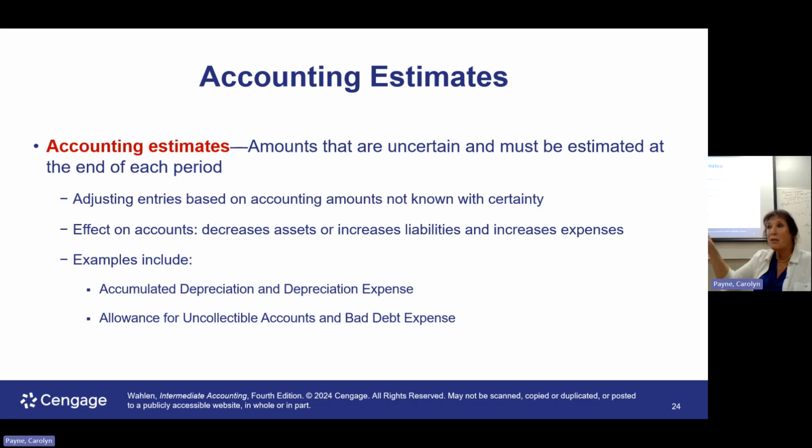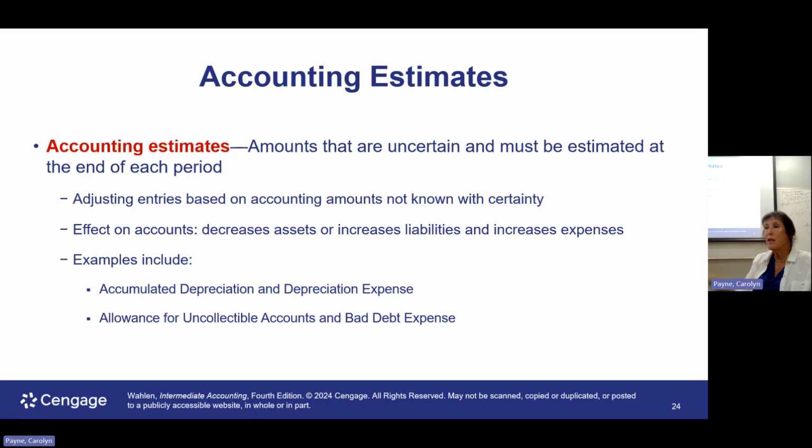Now, the allowance account is a contra, right? So what's its normal balance? It's a credit, right? Because what's it contra to? Accounts receivable. Accounts receivable is an asset, which has a normal debit balance. So your allowance account has to have a normal credit balance because it's a contra asset account.